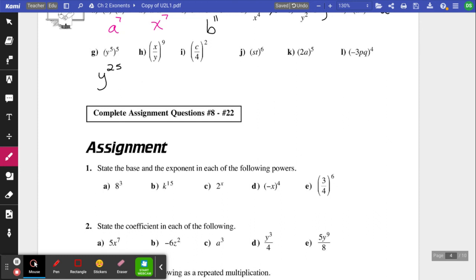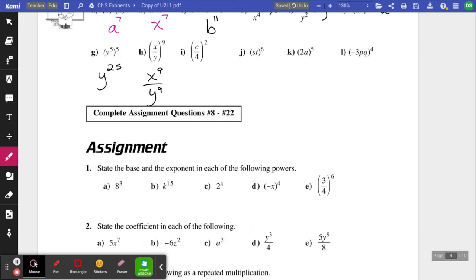How about CC and Brooklyn back there? What do you got for X over Y all to the power of 9? X to the power of 9, and Y to the power of 9. Right on. Was it so hard? Okay, Jace, do you have a question? I was going to answer. Oh, okay. All right.